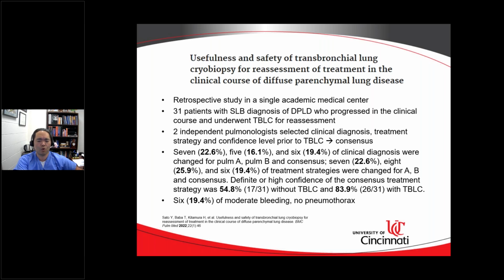In this particular cohort of patients which underwent surgical lung biopsy, now they were not as fit to undergo a second surgical lung biopsy, transbronchial lung cryobiopsy helped to change the treatment strategy. And definite or high confidence of the consensus treatment strategy before adding cryo was 55% and 84% after cryo. 6 patients actually had moderate bleeding. There was no pneumothorax. So again, helpful also not only to diagnose diffuse parenchymal lung disease, but at least helpful when you need more information, right?